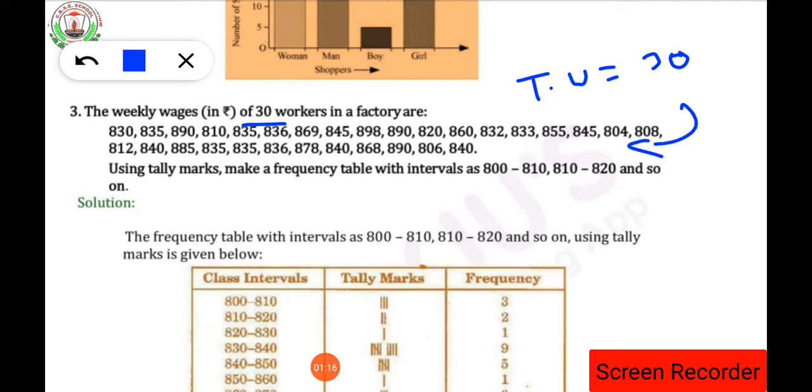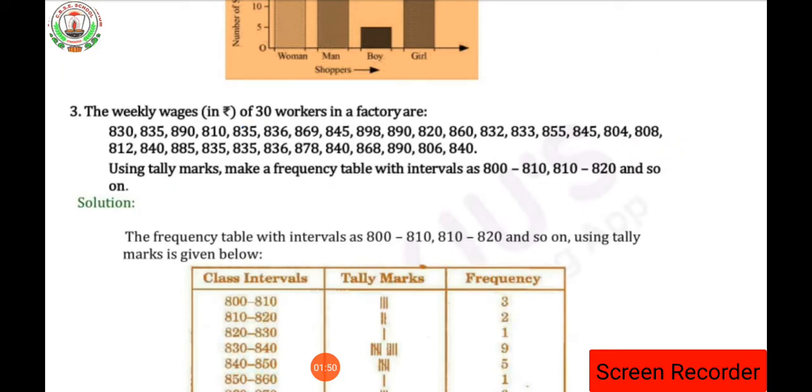Clear everyone? Now what you have to draw here, using the telemark, make a frequency table with interval. Here the interval is already given, we have to use the interval. Previously we were directly writing 830, 835, 810 individually, each and everything we were writing, isn't it? Now if many data are given, we can use the class interval. Have you understood what I said?